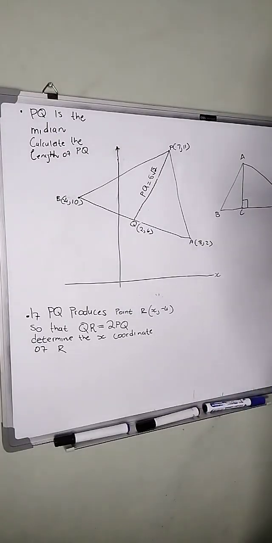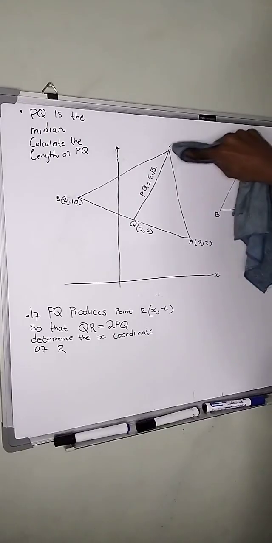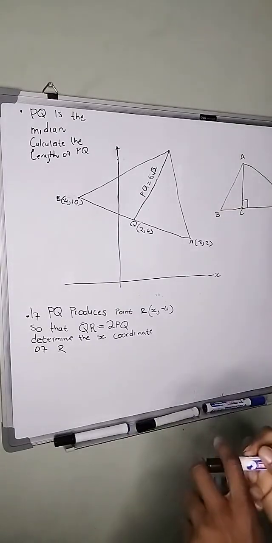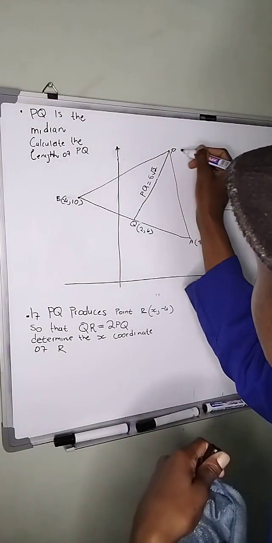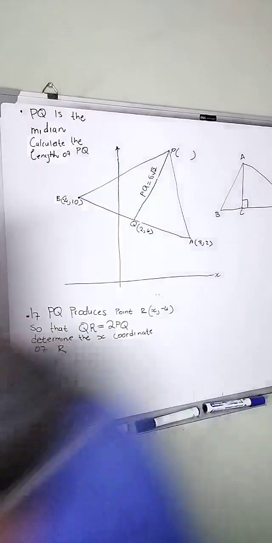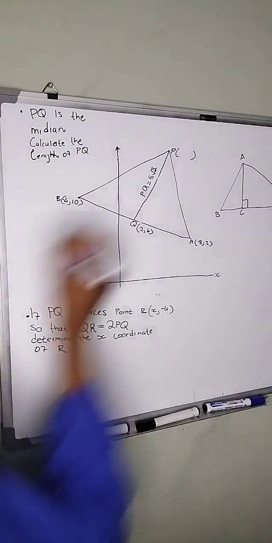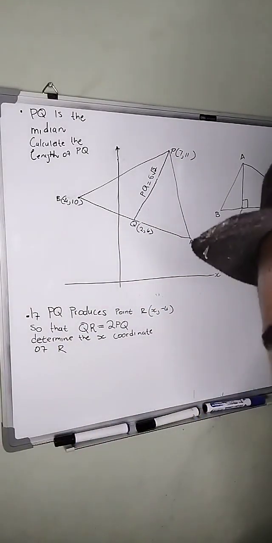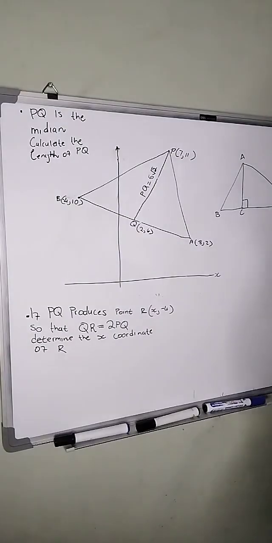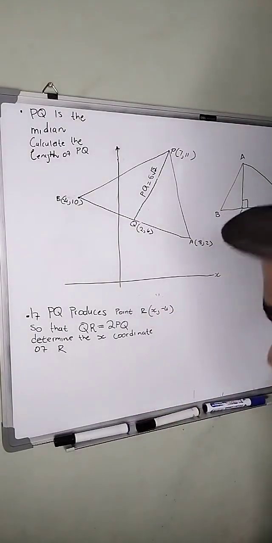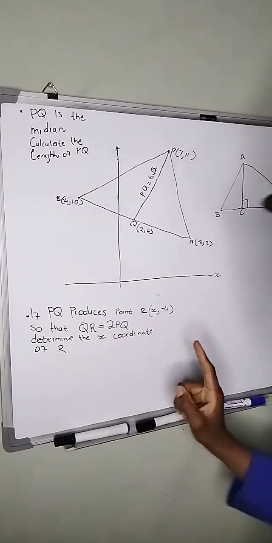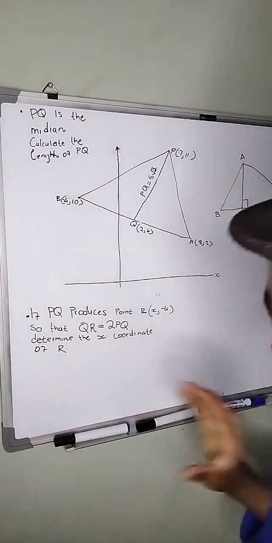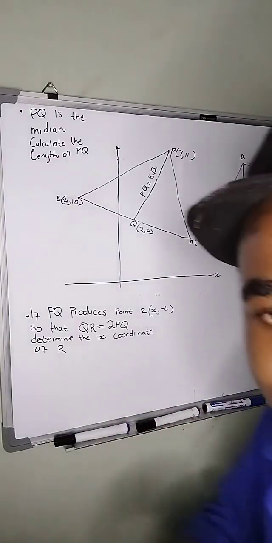In the meantime, let's see what we do here. So what do they mean when they say, if PQ produces R? I want to write these points very well. P was equal to 7:11. What do they mean by this statement? Grade 11 and 12. Let's talk, guys. What do they mean when they say, if PQ produces R, so that QR is equal to 2PQ. Determine the x coordinate of R, if that's the case.